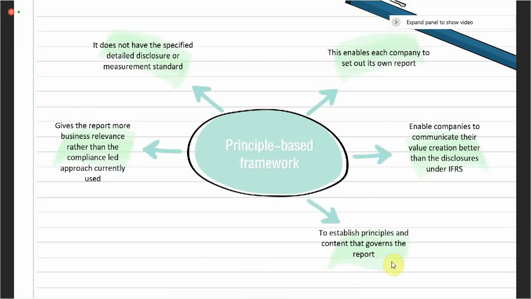And the objective of this framework is to establish principles and content that govern the report, and also to explain the fundamental concepts that underpin them.